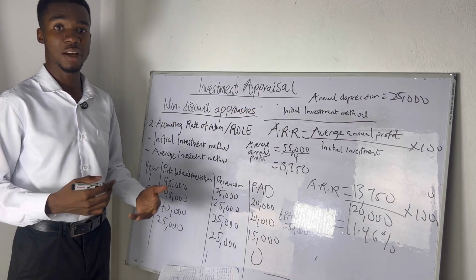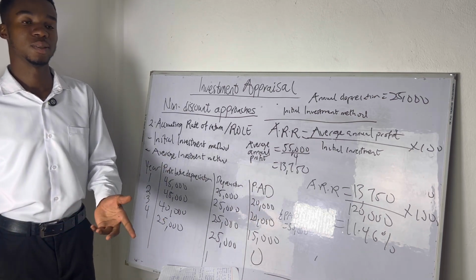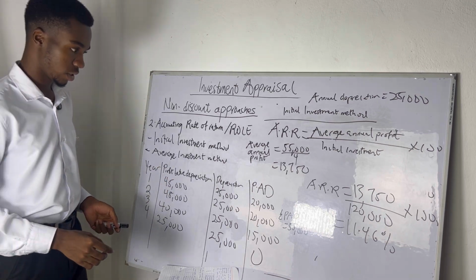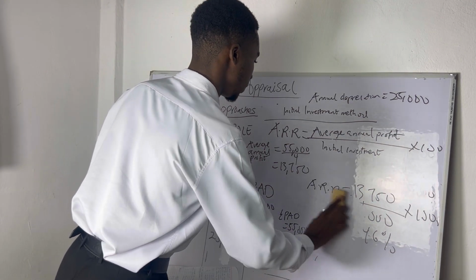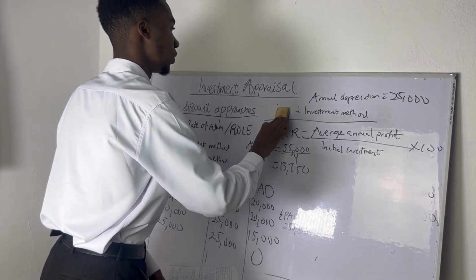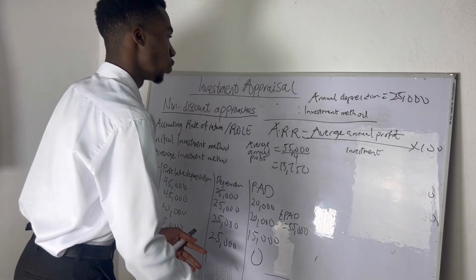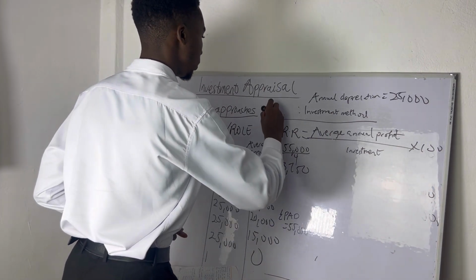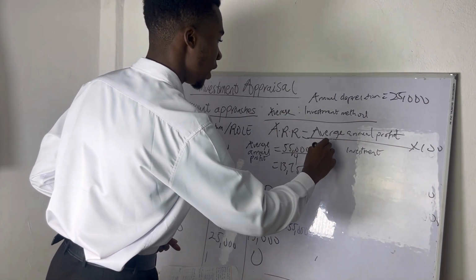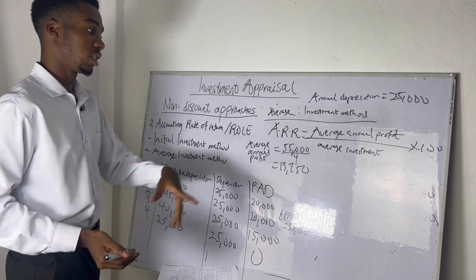But if we calculate for the average investment method and it's more than 15%, they are going to accept it using the average investment method, but not with the initial investment method. You get it. So now let's go to the average investment method. So for the average, I'm just going to change this one. So everywhere you see initial, you just change it to average.